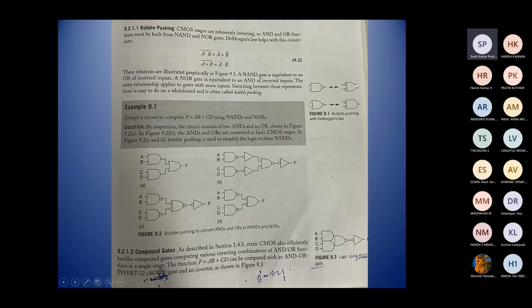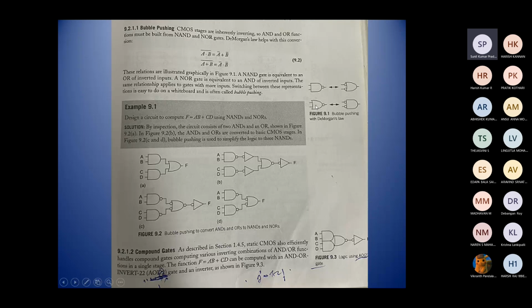Please note that when we have bubble pushing, that means we put two bubbles here at the input, and this is actually our OR gate. So this can also be considered a NAND gate. This gate and this gate are equal. The only difference is that we have incorporated the bubble pushing here. Are you getting my point? So this is the bubble pushing concept.